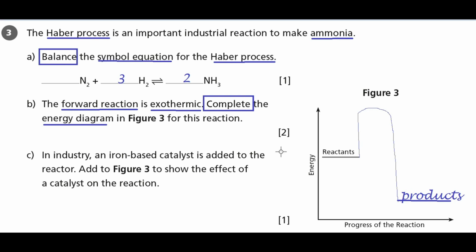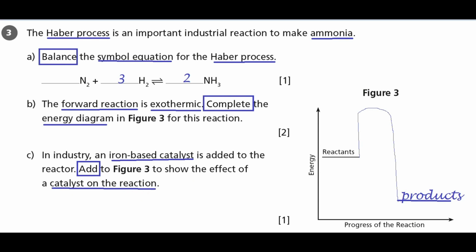So what's the command word? It's add. Now we're going to add something else even more to the figure that we've got here. What extra information has the examiner given us? That we use an iron-based catalyst, and we need to show the effect of the catalyst on the reaction.